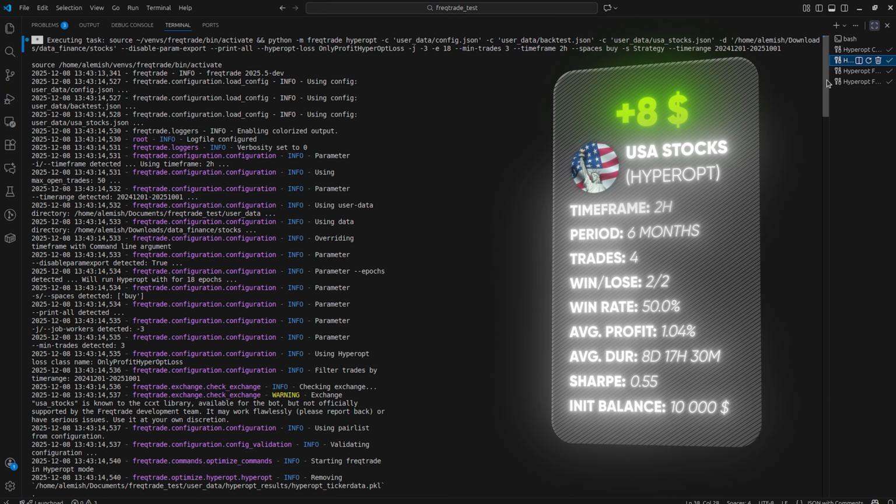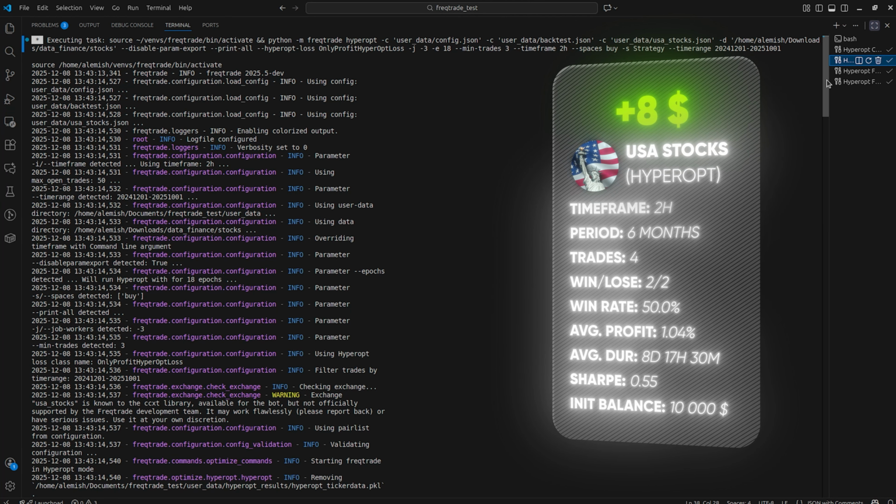Next, stocks market 2 hours time frame. Best profit is only $8, but it's still better than without optimization. And best parameters are here. Next, futures market 4 hours time frame. Once again, our best parameters, and our best profit is only $13. So that's once again not much.